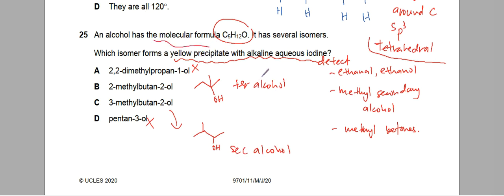So we don't have ketones here, we don't have ethanol here. The one we want is a secondary alcohol. This is a tertiary alcohol, so this is not. This is a secondary alcohol and it has a methyl group, so this is the answer.